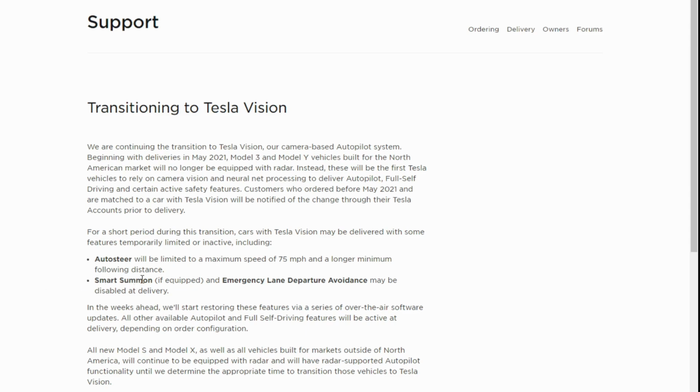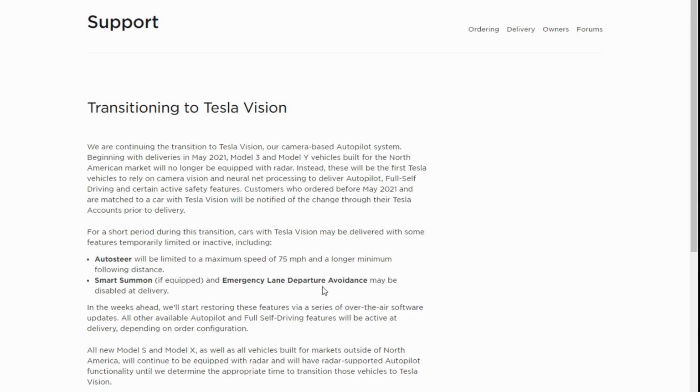They also said that Smart Summon, if equipped, and emergency lane departure avoidance may be disabled at delivery. And so Smart Summon, it's not very good. So not having that probably is not a huge deal to not have immediately. Hopefully it comes quickly, but hopefully the pure vision approach for this makes all of ours better. And I'm good with that. The other thing, the emergency lane departure avoidance. I've never actually had this kick in, so I don't know how valuable it is, but losing a safety feature is never a good thing, I think.